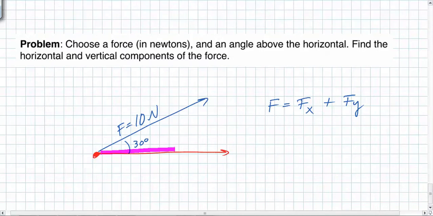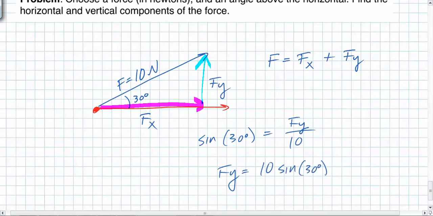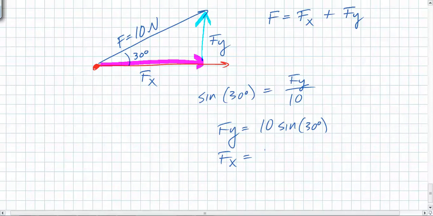So look, you have your horizontal vector goes right there, and when you add the vertical vector to it, what do you get? Right. So you know that fx plus fy equals the force vector. Okay, so what do you know about sine of 30 degrees? In this triangle, sine of 30 degrees is equal to fy over the hypotenuse, opposite over hypotenuse, right? So what does fy equal? Fy equals 10 sine 30 degrees. And so what is fx equal to? 10 cosine 30 degrees.